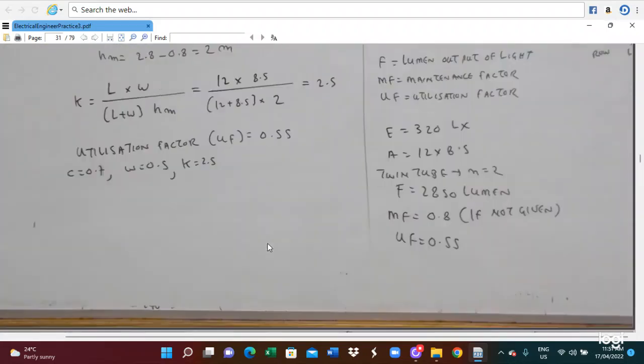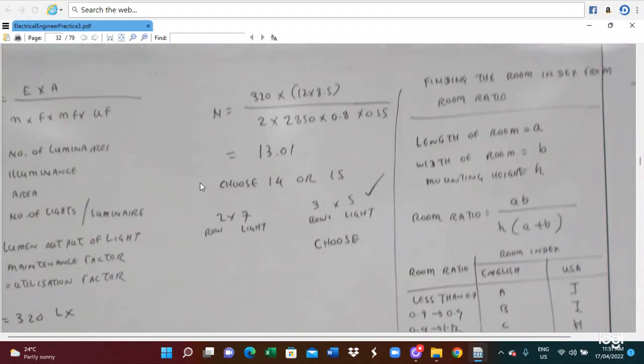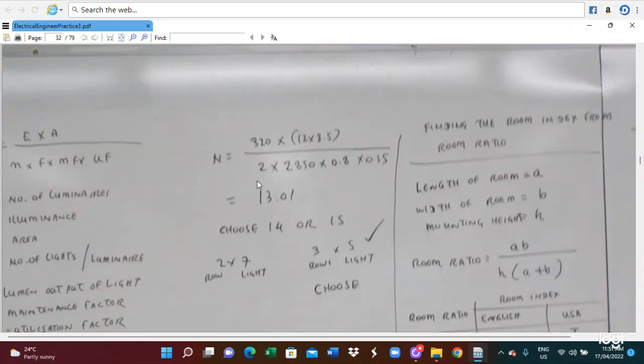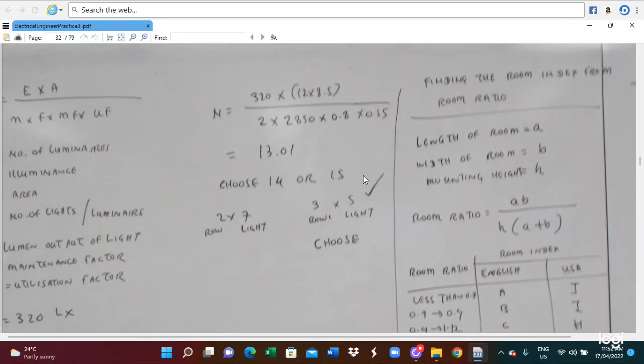After that, you substitute in this formula, and you get N as 13.01. In this case, 13.01, we can select 14 or 15. If you select 14, two rows, each row gets 7 lights. If you select 15, you have to use 3 rows, and each row gets 5 lights. So this is the way we calculate that.